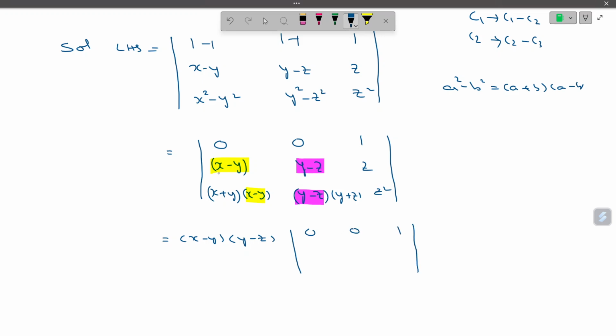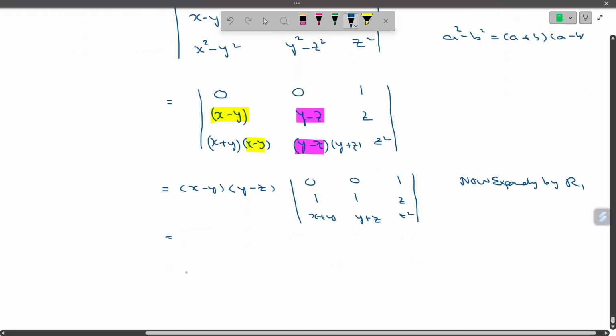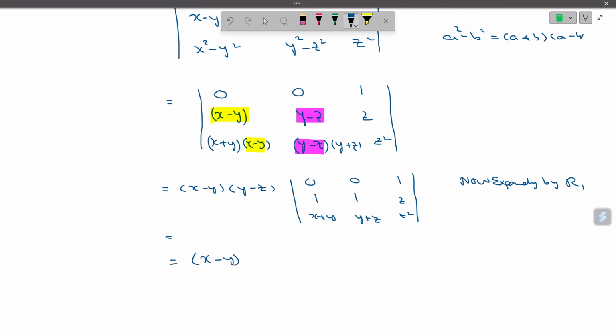First row as it is now. First column x minus y. So 1, this is x plus y. From the second y minus z. 0, 1, y plus z. 1, z, z square. Now expanding by R1. Expanding by R1. This is 0, the last one.